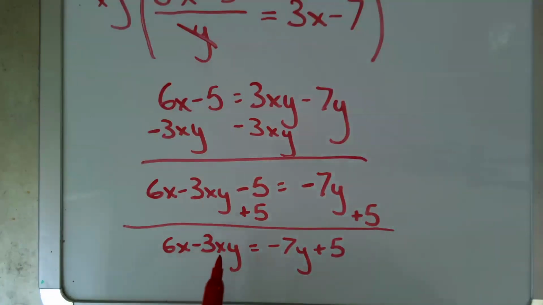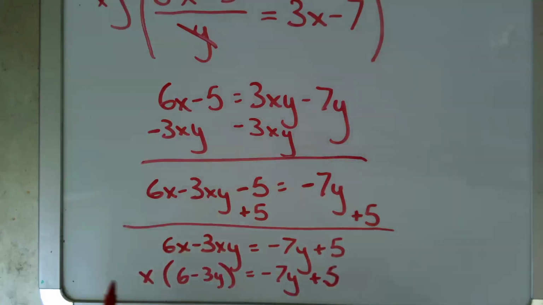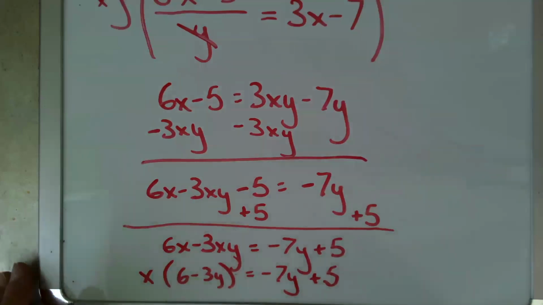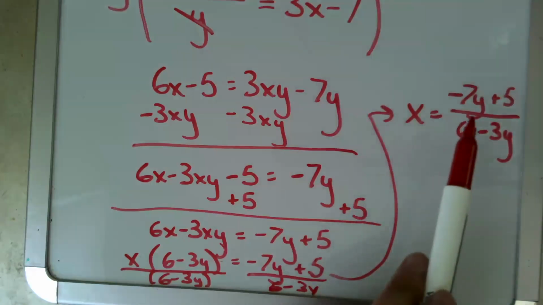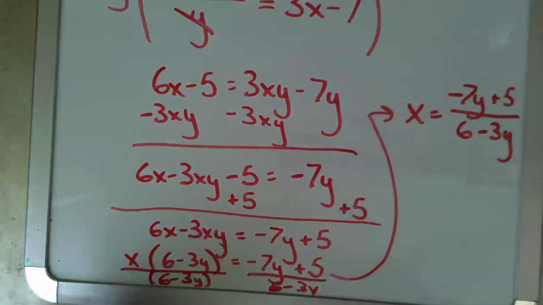And now comes the reason we did all of this. I got all of my x terms on one side of the equation so that I can factor an x out of each of these terms. So that looks like this, right? I factored the x out of 6x, leaving 6, factored the x out of negative 3xy, leaving minus 3y, and now I have x times this whole thing, which means I can divide this away to be left with x equals. And the less squished version of that is x equals negative 7y plus 5 over 6 minus 3y.